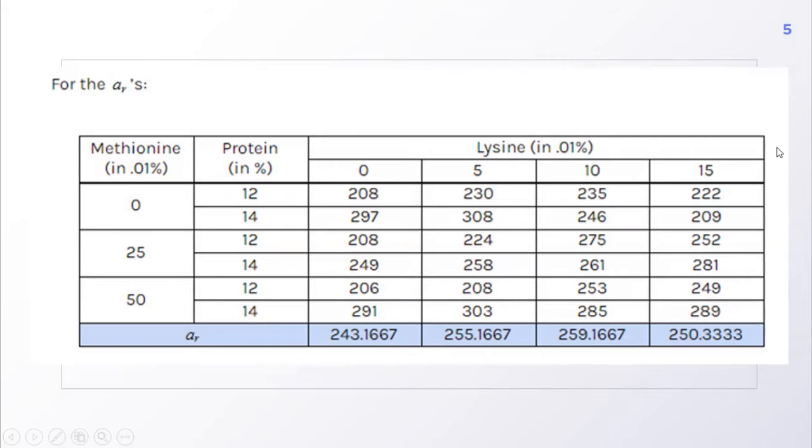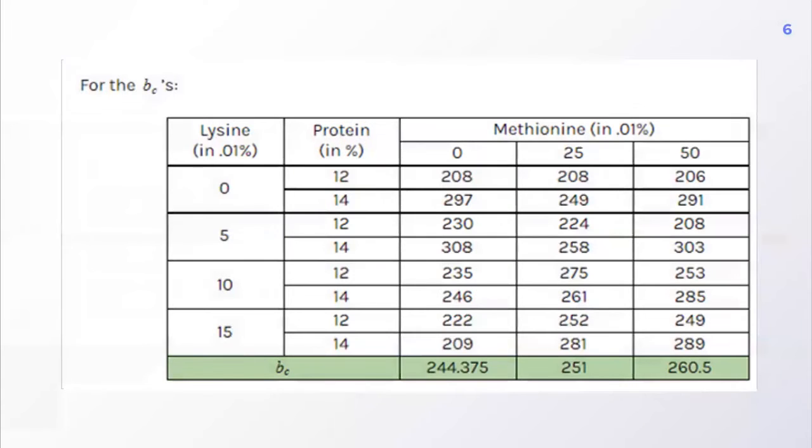The same steps are done for the B sub C's. But we need first to arrange the three-way table as such, where lysine and protein are grouped together with one block of each level of methionine. And then again, get the corresponding mean of each level. And we will arrive at these values.